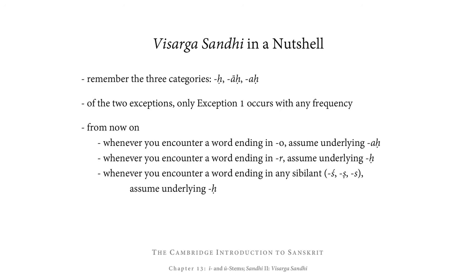And also from now on, you should, whenever you encounter a word ending in o, assume that this o is the result of an underlying aḥ. Whenever you encounter a word ending in r, you should assume underlying visarga. And whenever you encounter a word ending in any sibilant, so in ś, ṣ, or s, you again should assume underlying visarga. If you do that, then in practical terms, visarga sandhi is not going to be any problem at all anymore quite soon.